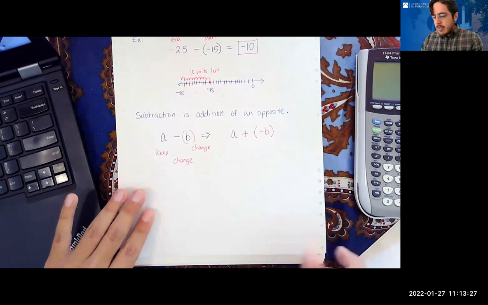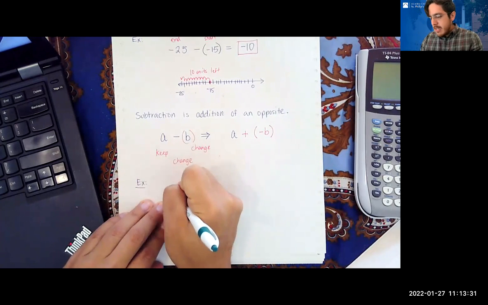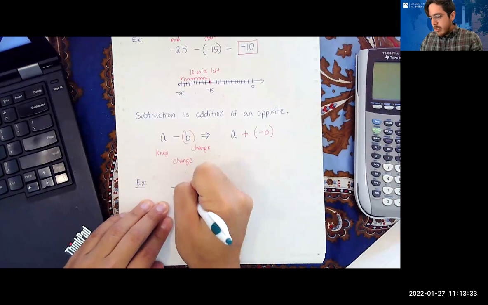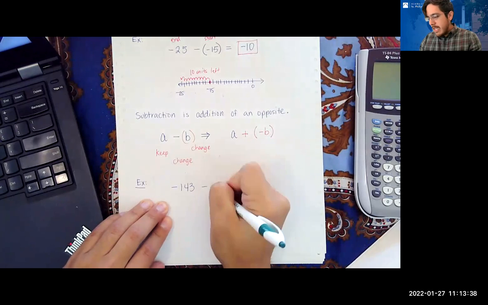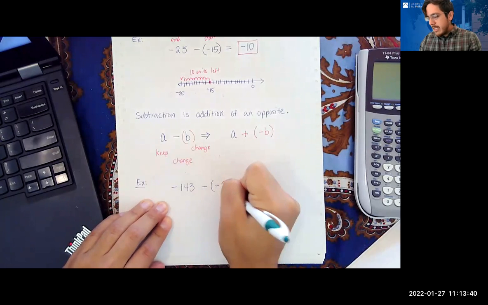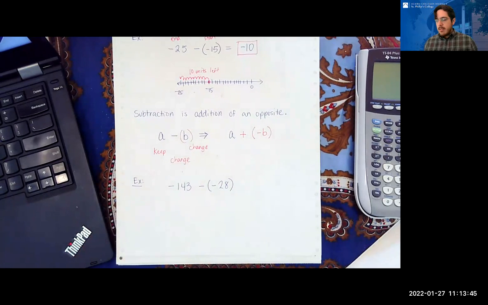So let's do one example here. Let's do negative 143 minus negative 28. If I were to work this one out using keep, change, change, it's going to go a lot faster than if I were to draw a number line, because these two numbers are pretty far away from each other. Don't want to be drawing a number line.